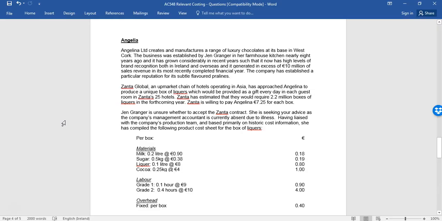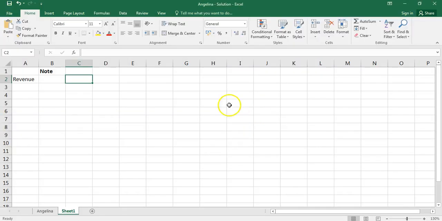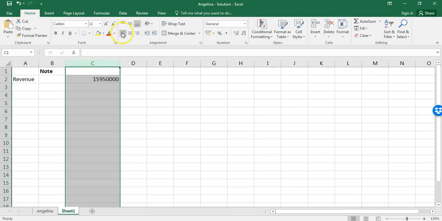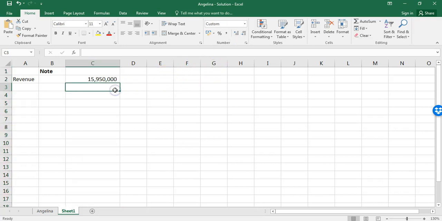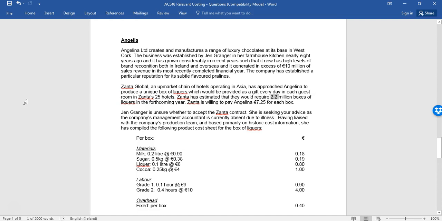The first one is obviously your revenue. So if we go ahead with this contract, we're going to get 2.2 million boxes at $7.25 each. So it's 2.2 million times 7.25. There's nothing too complicated about that. Just tidy these up, so you're getting just under 16 million. So 2.2 million boxes at $7.25 each, and that's all you need to do for revenue. It's all incremental. You're getting this because you take on the contract.